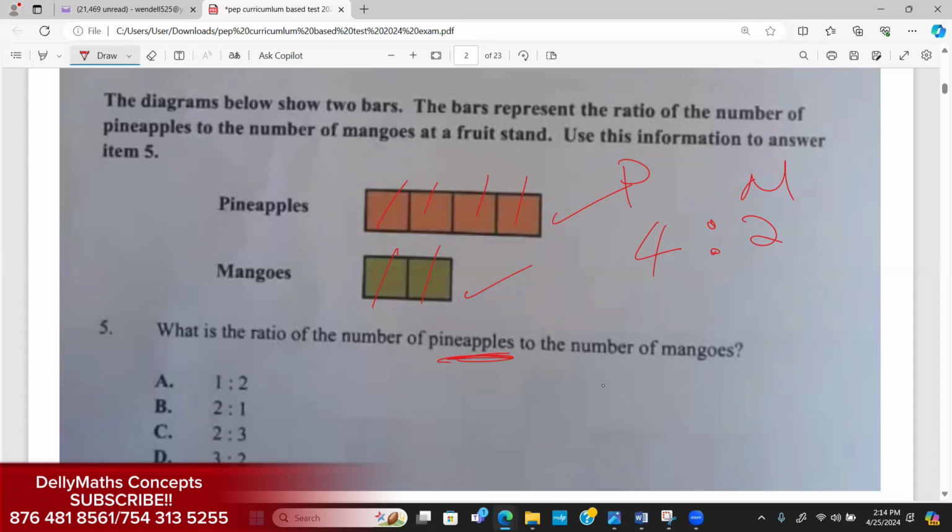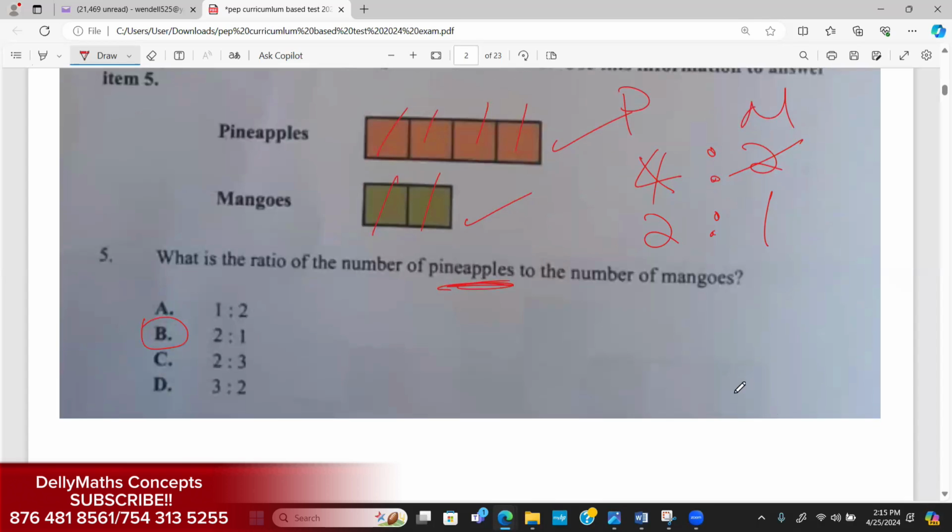So 4 to 2, you want to look, it's not there. Reduce it to its lowest form. We can divide through by 2, right? So 2 into 4 is 2 times. 2 into 2 is 1 time. So I'm looking for 2 to 1. 2 to 1 is B. Remember, you know, context. Pineapple came first, right? So 1 to 2 is there, but don't mix it up. Pineapple is 2 and mango is 1.